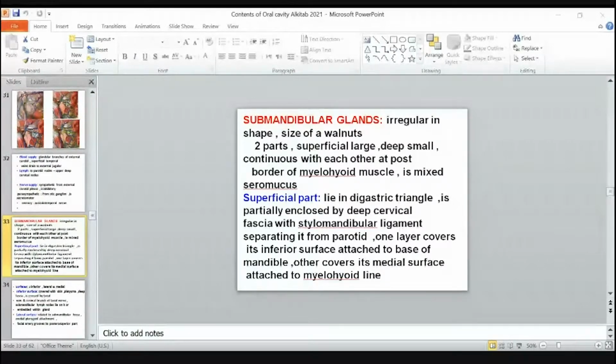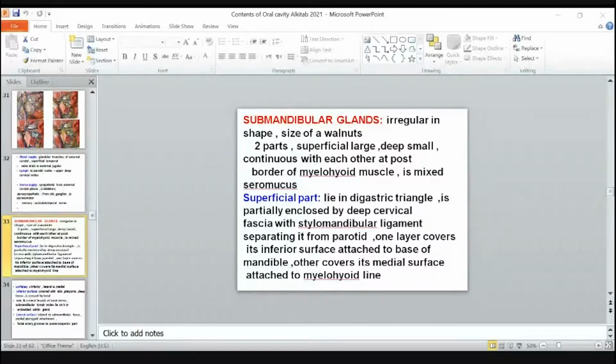On the hyoglossus lies, here you see, the lingual nerve with the submandibular ganglion lying above it. The hypoglossal nerve lies below it. At the anterior border, the duct is crossed by this lingual nerve.